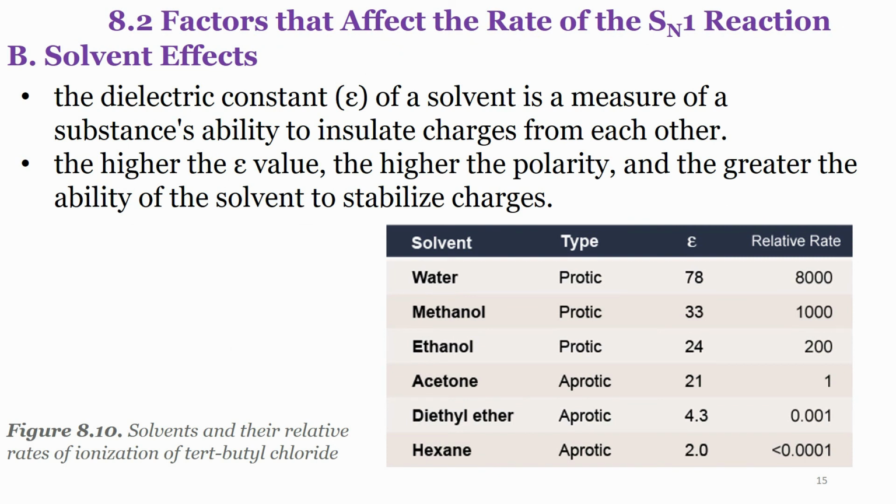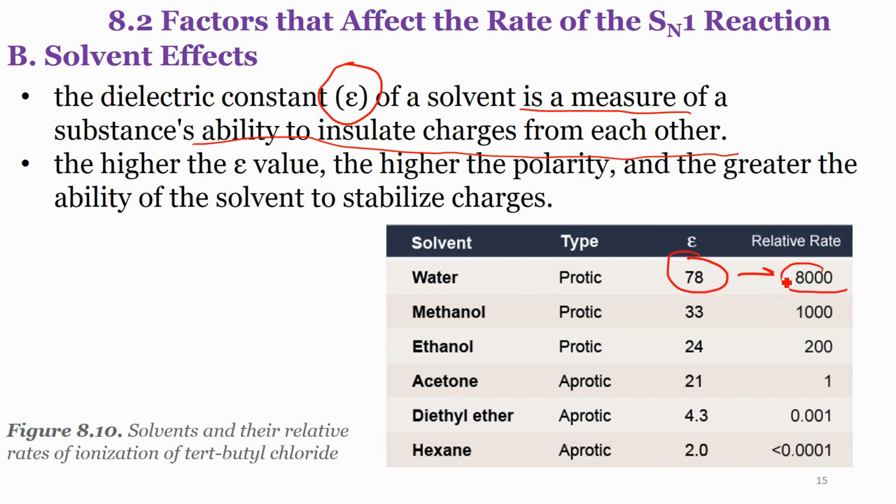Okay, so emphasizing the solvent effect. The higher the dielectric constant, which is a measure of the substance's ability to insulate the charges from each other, that's what the solvent is doing. It's taking the charges, the Cl-, the leaving group, away from the carbocation positive charge. It's insulating the charges from each other. The higher the dielectric constant, the higher the polarity. So obviously you see water has a dielectric constant of 78.